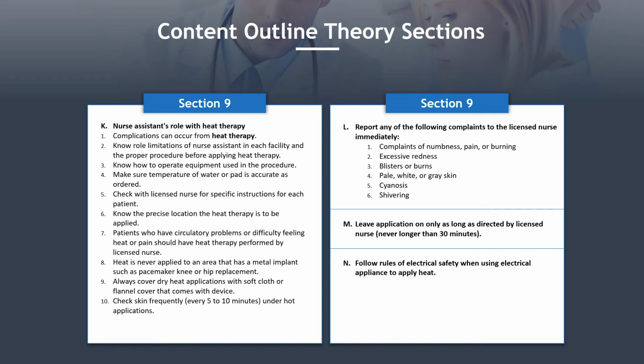L. Report any of the following complaints to the licensed nurse immediately: complaints of numbness, pain, or burning, excessive redness, blisters or burns, pale white or gray skin, cyanosis, and shivering. M. Leave application on only as long as directed by the licensed nurse, but never longer than 30 minutes. N. Follow rules of electrical safety when using electrical appliances to apply heat.